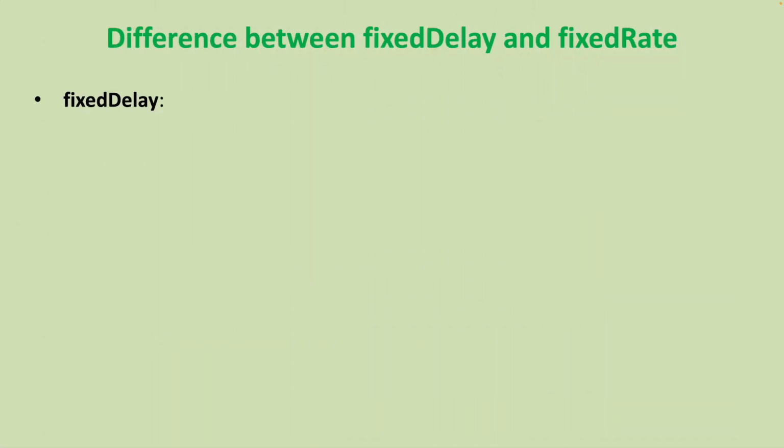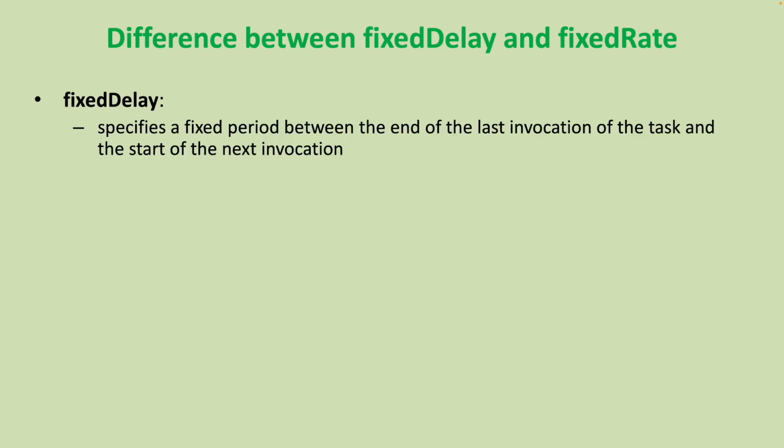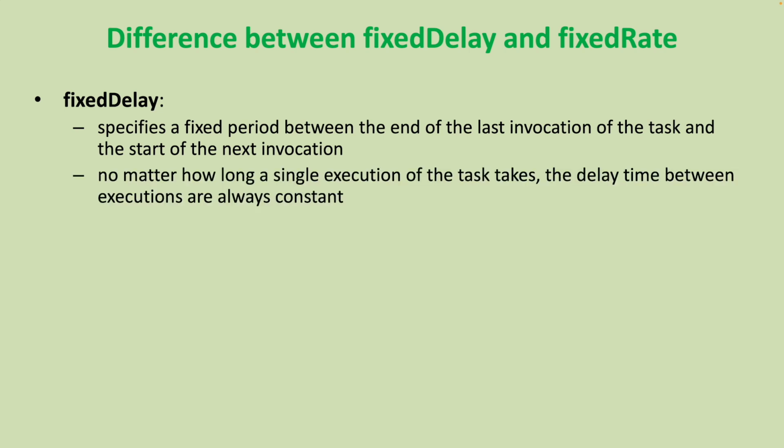And let me explain the difference between the fixedDelay and fixedRate attributes of the Scheduled annotation. The fixedDelay attribute specifies a fixed period between the end of the last invocation of the task and the start of the next invocation. It means that no matter how long a single execution of the task takes, the delay time between executions is always constant, and the next execution must wait until the last one is complete.